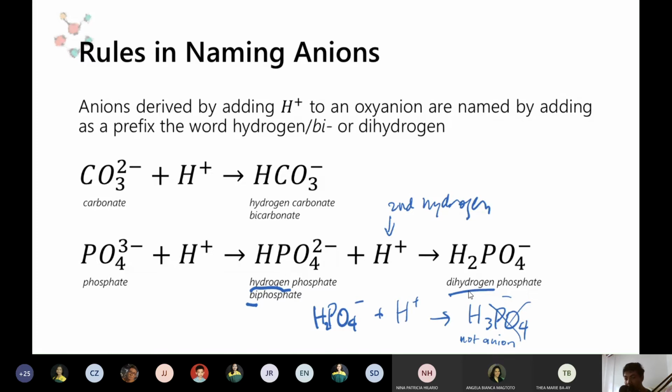Again, kailan humihinto? Kapag negative 1 na yung charge. So you can add 1 H plus dito. Bakit? Negative 1 charge plus positive 1 charge from hydronium ion, wala nang magiging total charge yon. So ano mangyayari? Hindi nagagana yung rules natin. Again, the rules ay for anions only. I have to reiterate that now. Anions lang yan, ha? Okay, so yun lang.